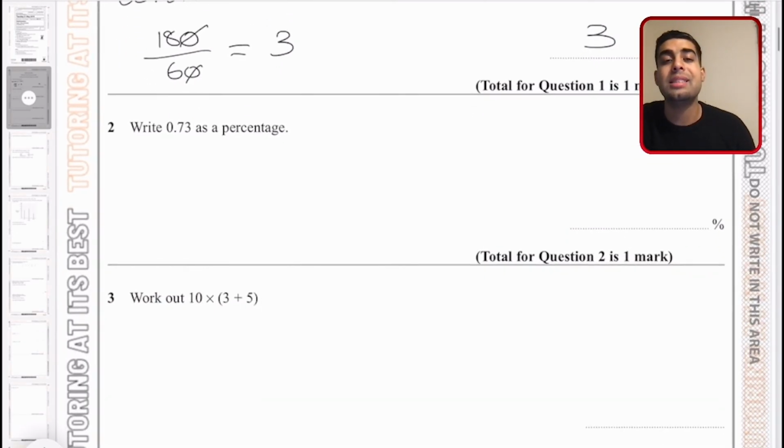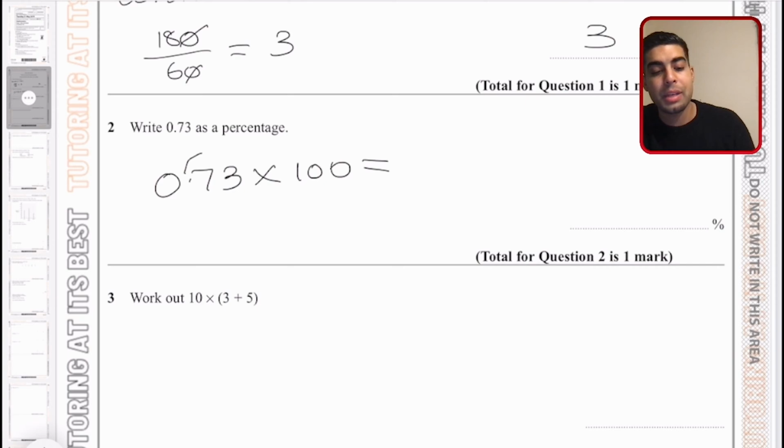It's now asking us to write 0.73 as a percentage. The conversion between a decimal and a percentage is multiplying by 100, if you're going from a decimal over to a percentage. So once again, we take our 0.73 and we multiply this by 100. That means we need to jump to the right by 2 places, and that leaves us with 73%.